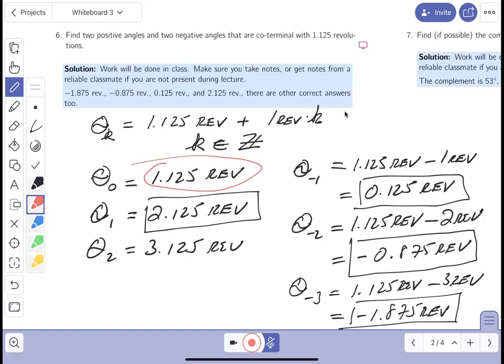Let me see if I've gotten them. Did I get the 0.125 revs? Yeah, right there. Did I get 2.125 revs? I got that one right over there. Did I get the minus 0.875 revs? I did. Did I get this one over here? I did. So it says, why did they choose those when there's an infinity to choose from? They like to stay close to the origin.